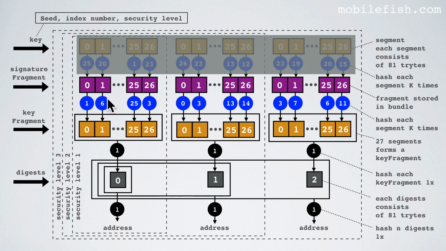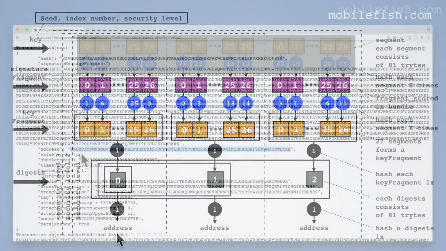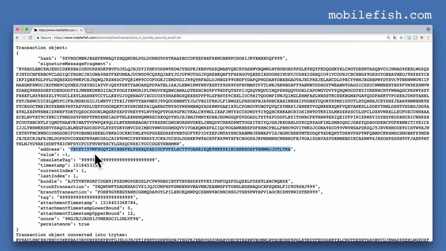To validate a signature fragment, you hash each segment k number of times. 27 segments together form a key fragment. Hash it, you will get the digest, and if you hash this digest, you will get the address. This address must match the address where you spent the IOTAs from. This is the address where you spent IOTAs from.